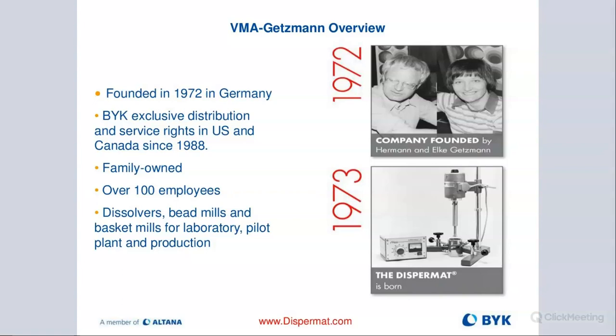So with that, just to give you a quick overview. VMA-Getzmann is the company that actually manufactures the Dispermats. They were founded in 1972, so over 50 years ago in Germany by Hermann Getzmann. You see a picture right there, the beautiful couple. And he's still involved in the business. He still comes in once a week to make sure that the team still follows his design philosophy. And we'll talk a little bit about that.